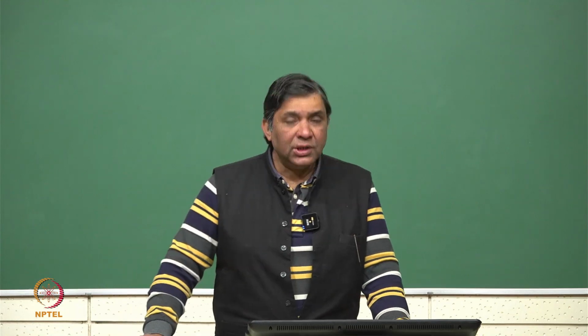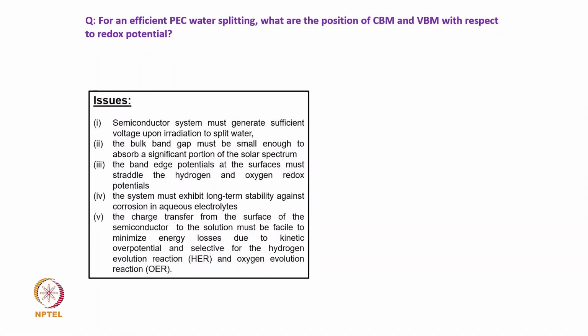Let us go to the next question. For efficient PEC water splitting, what are the positions of CBM and VBM with respect to the redox potential, that is conduction band minima and valence band maxima? Let me note down again the issues which are important for PEC water splitting. Number one is that the system used in the PEC water splitting setup must generate sufficient voltage upon irradiation to split water.